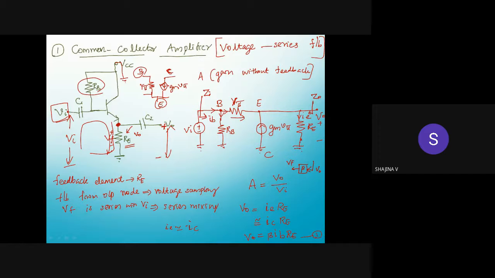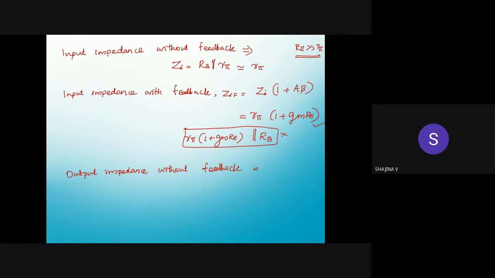So output impedance without feedback means you have to consider the effect of RE completely at the output side. Okay. So we are not considering the feedback. So while considering that, we can say output impedance without feedback is this RE, because we are taking output across RE.